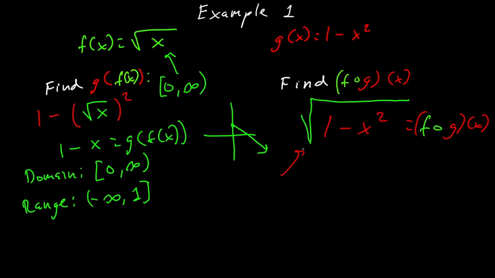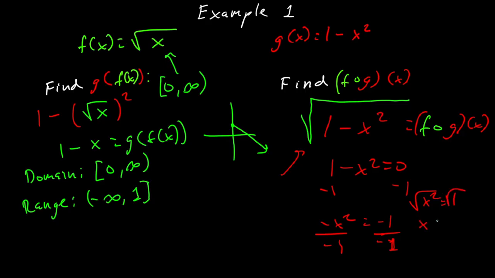So we would do 1 minus x squared equals 0. We would set it to 0, and then we'd find the values that x equals. So we could minus 1 on both sides. So you have negative x squared equals negative 1, then divide by negative 1. So you have x squared equals 1, and then you square root. So x equals plus or minus 1. So now we know that this is when this equation equals 0.